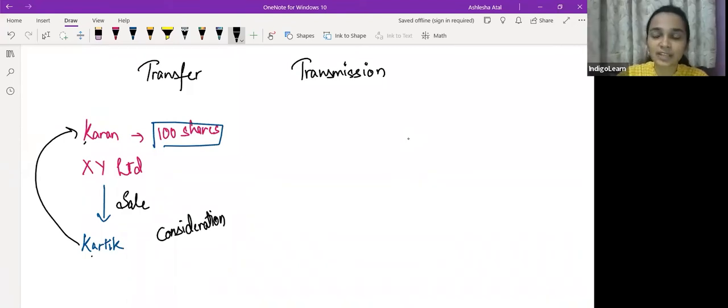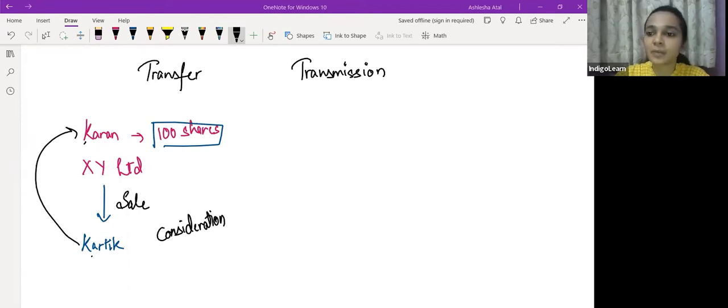Will you sell the shares which you have for free? Would you sell your shares for free to anyone? At least say yes or no. Definitely not. You would not sell your shares for free to any person.